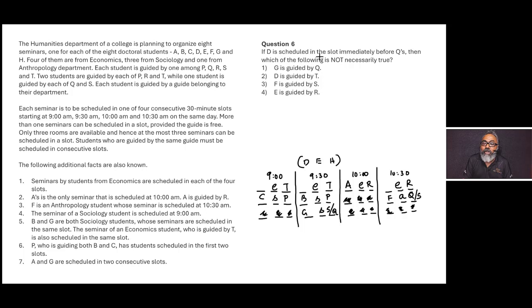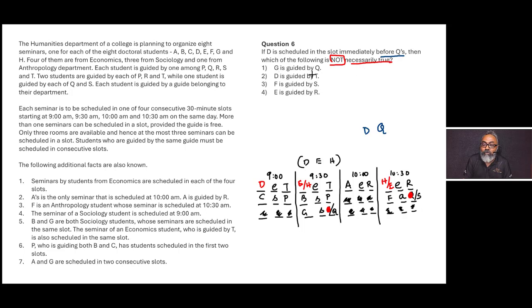If D is scheduled in the slot immediately before Q, so immediately before Q we have got D. Now we know for a fact that cannot happen here, which forces our Q to be here. D is forced to be here. That's it. Which means E or H has to come there. Which of the following is not necessarily true?